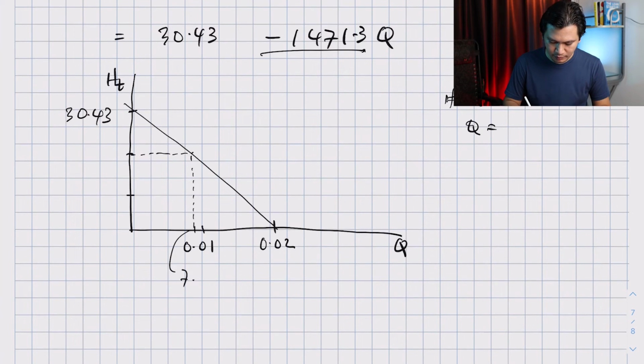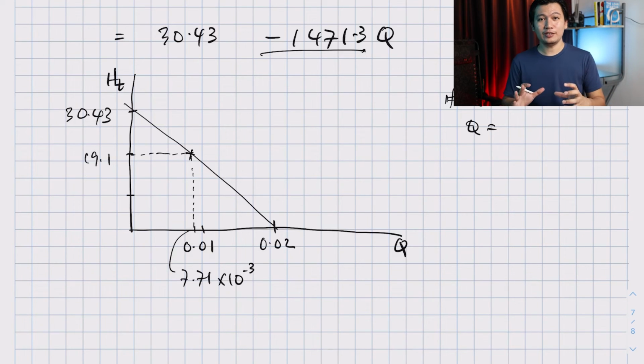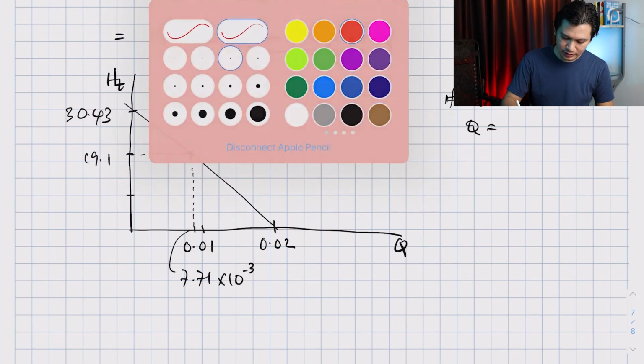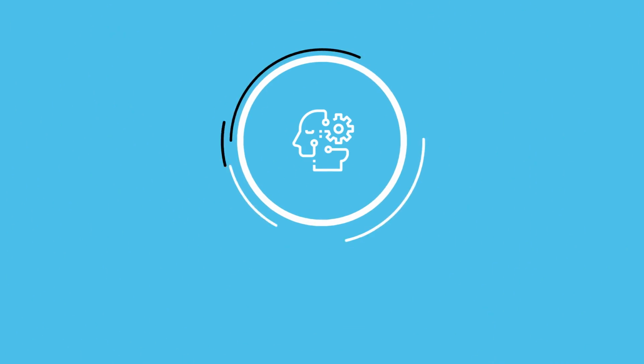This is 7.71 times 10 to the power of minus 3, and this is 19.1. This is our specific operating condition. As you notice here, the operating condition falls onto the theoretical head discharge curve. So basically this is your answer for question number 2.